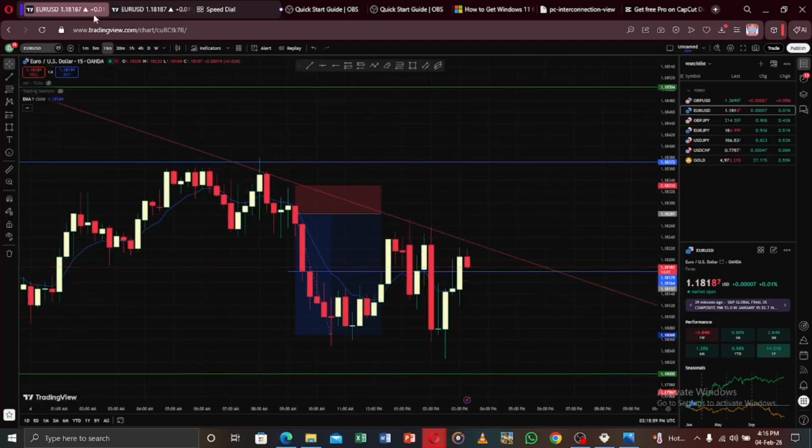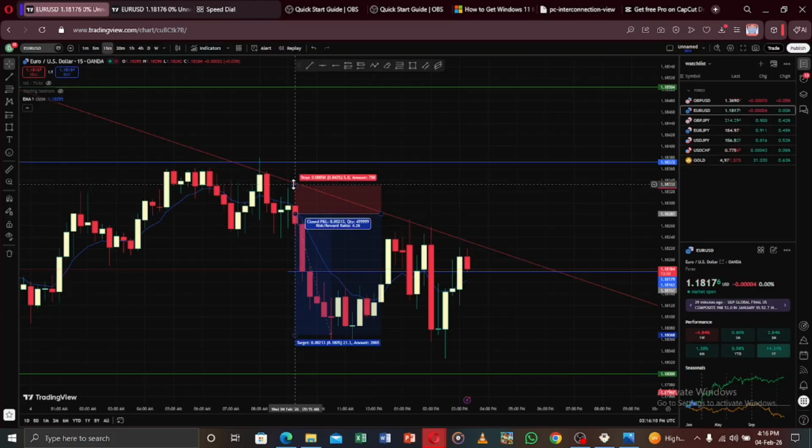So I entered the trade at about 1.828. Stop loss was about 5 pips, and my target was 20 pips. Yeah, 20 pips. This is a 4RR.